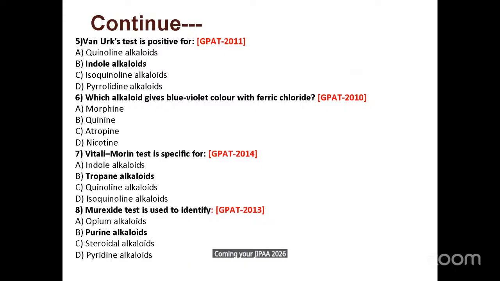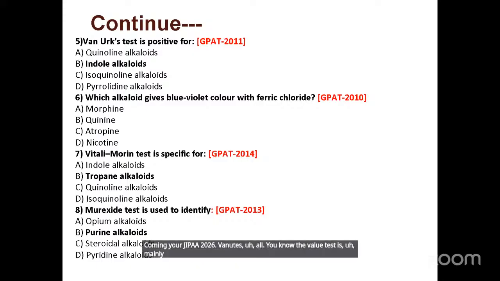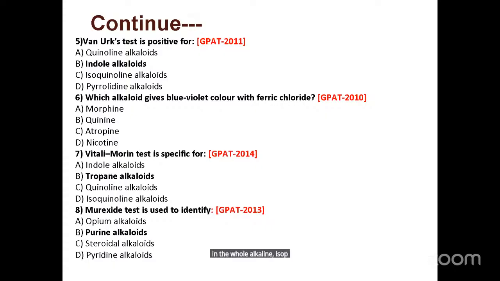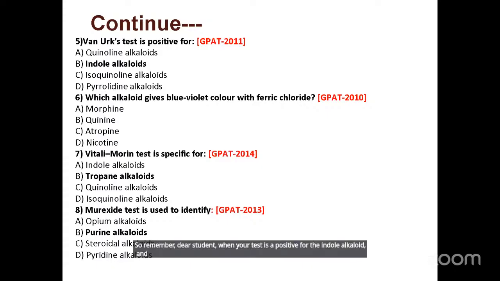Van Urk test, you know, the Van Urk test is mainly, there are some options: quinoline alkaloid, indole alkaloid, isoquinoline alkaloid, and pyrrolidine alkaloid. So the Van Urk test is particularly positive for the ergot. And as you know very well, ergot is nothing but the indole alkaloid. So remember, dear student, the Van Urk test is positive for the indole alkaloid.